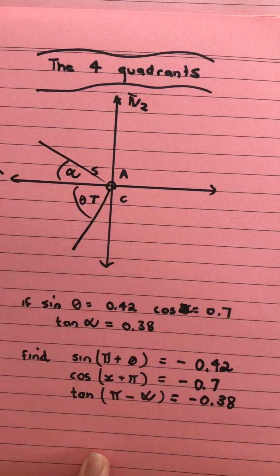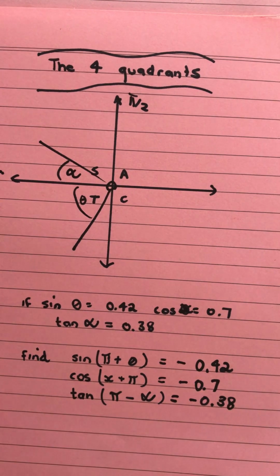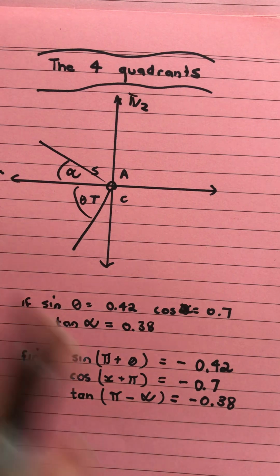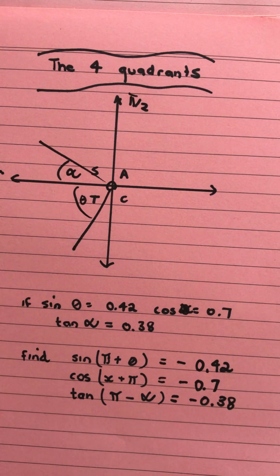We've happened to have 3 that end up negative. You could obviously have ones that are positive if they land in those quadrants where that ratio is positive. So always find where your angle is, which quadrant it is, decide if it's positive or negative, and then apply that sign to your answer.